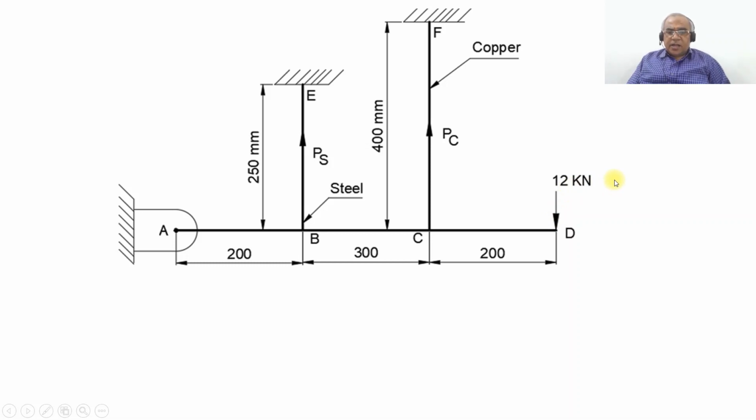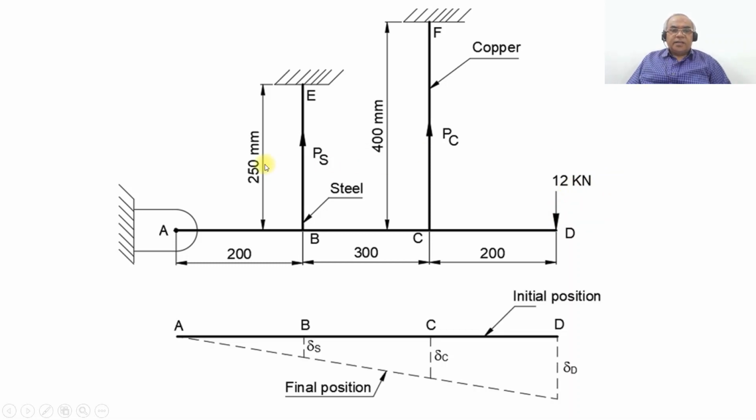So this is the structure, and the deflections you are going to get are delta S at the steel wire, delta C at the copper wire, and delta D at the point D. It acts like a cantilever beam. As the load is acting from the top towards the downward direction, the bar is going to bend in this particular position. This is the final position.